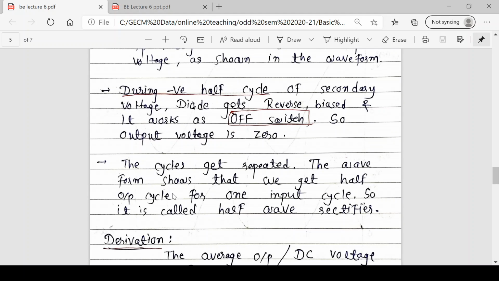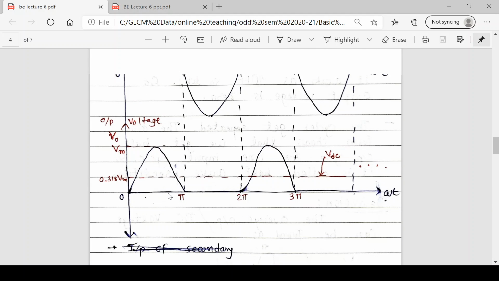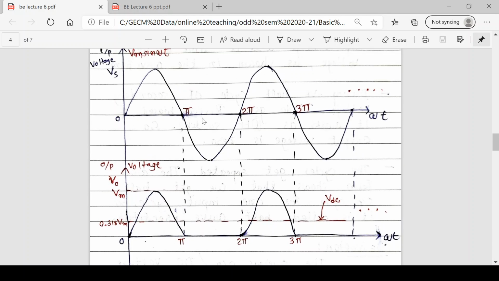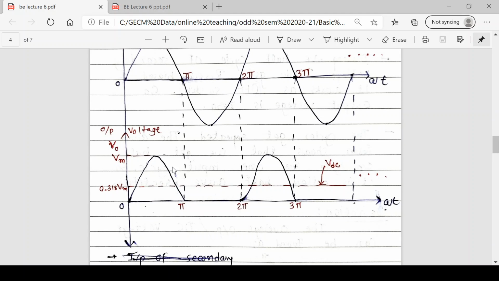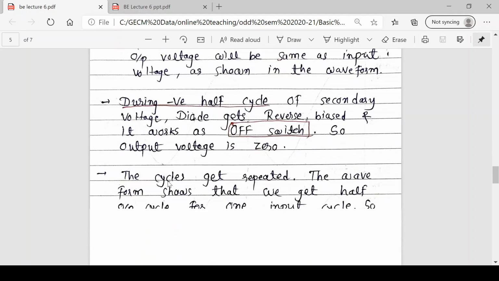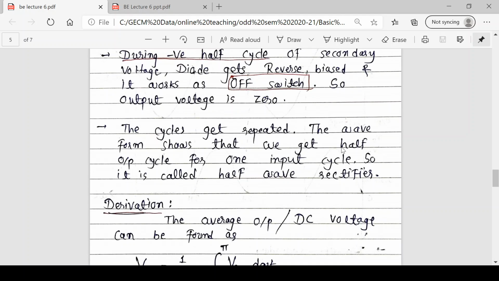So that means the circuit will continue to give you half wave output, because for one entire input cycle from 0 to 2 pi, you get only half of the output cycle. Between 0 to 2 pi, only half output is available. That's why it is called half wave rectifier. We get half cycle for one input cycle, so it is called half wave rectifier.